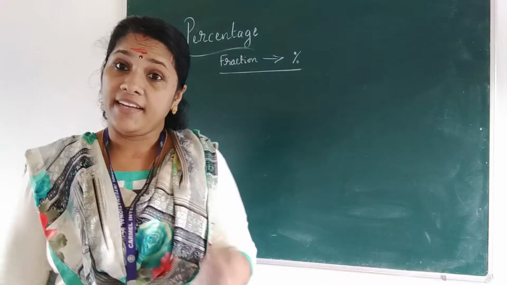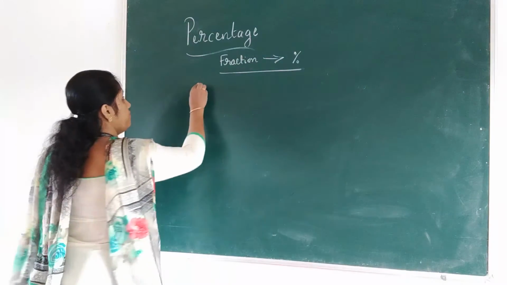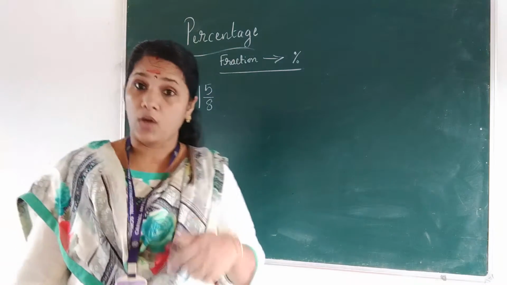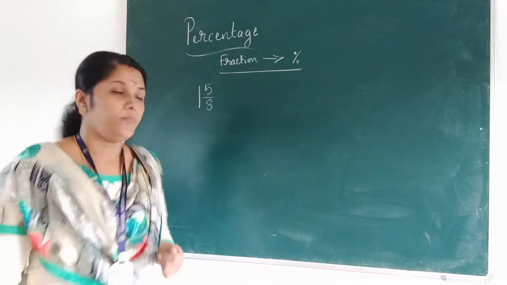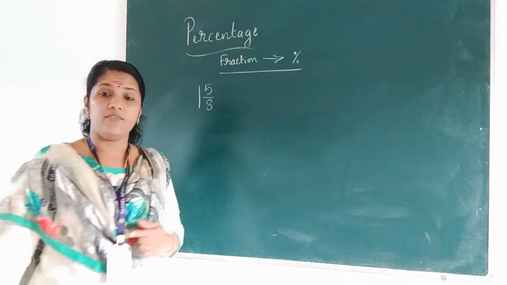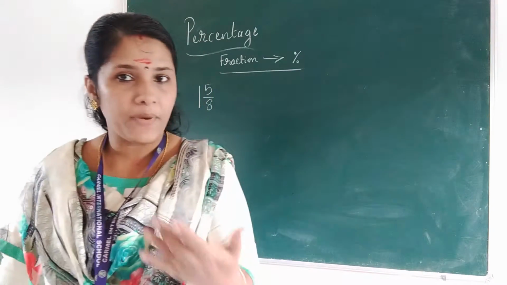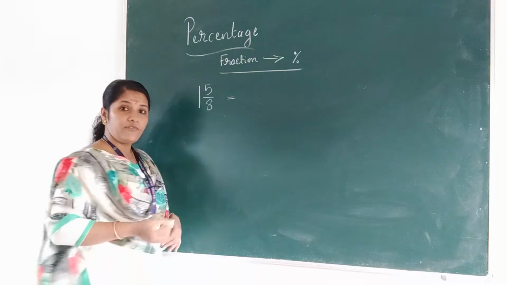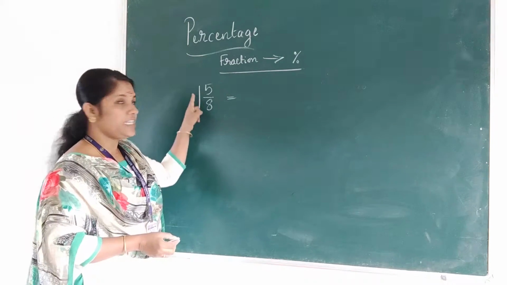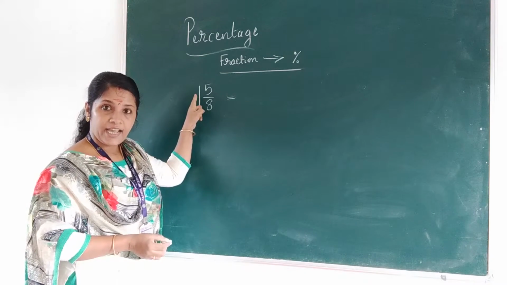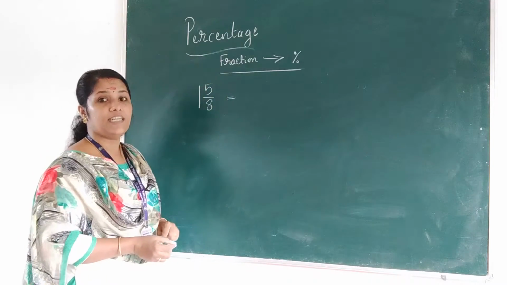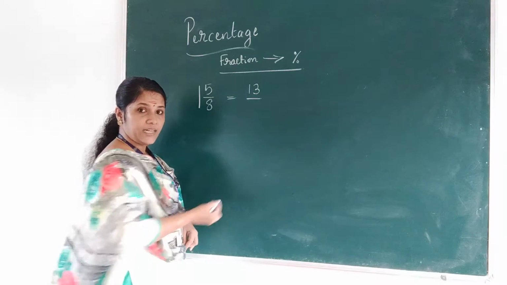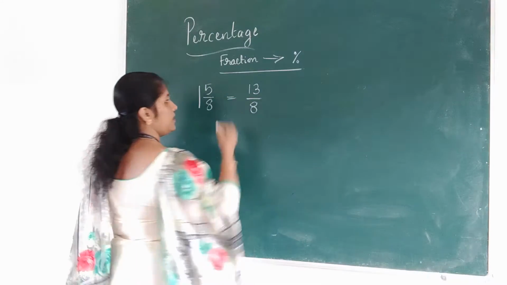Let's consider another example. 1 5 by 8, a mixed number we are going to convert into percentage. Here also we need to convert the mixed number into an improper fraction at first. Tell me, how can we do it? 1 5 by 8, it is 8 into 1, it is 8. 8 plus 5, it is 13. So 13 in the numerator, denominator it is 8.